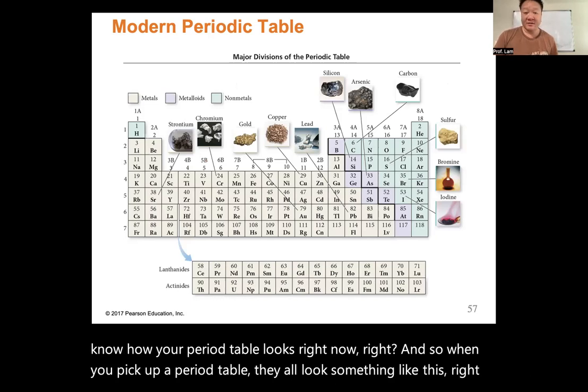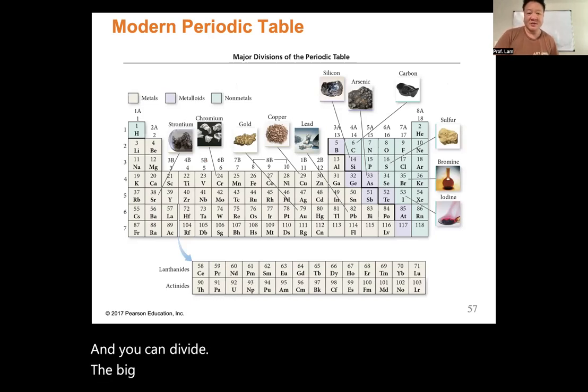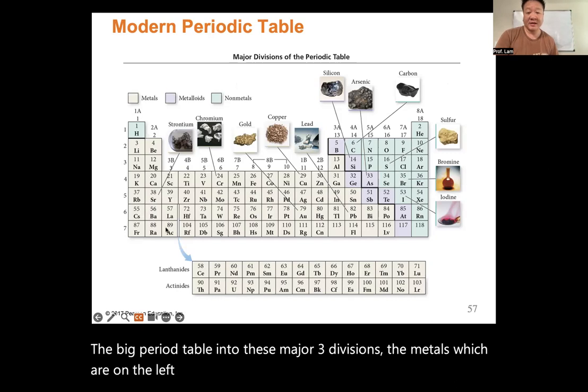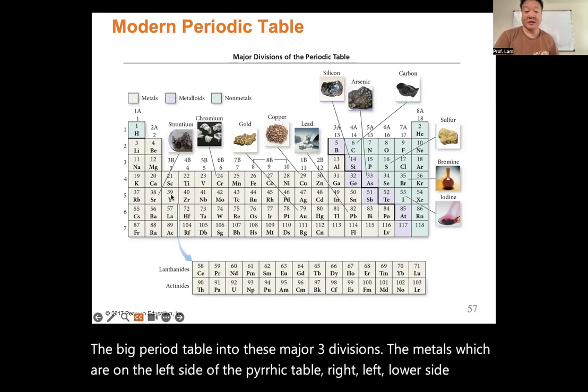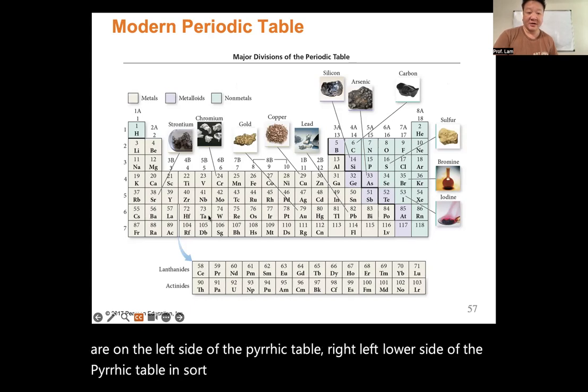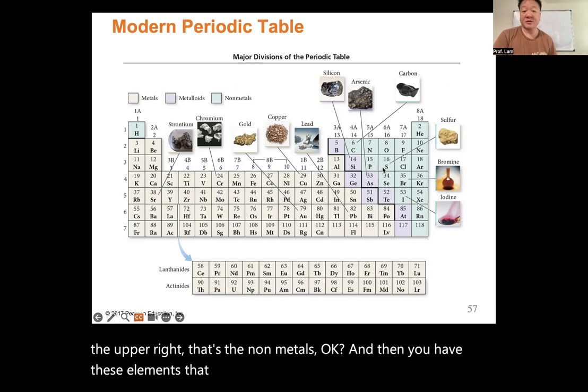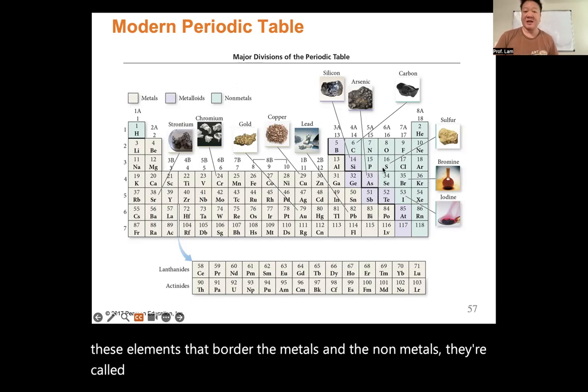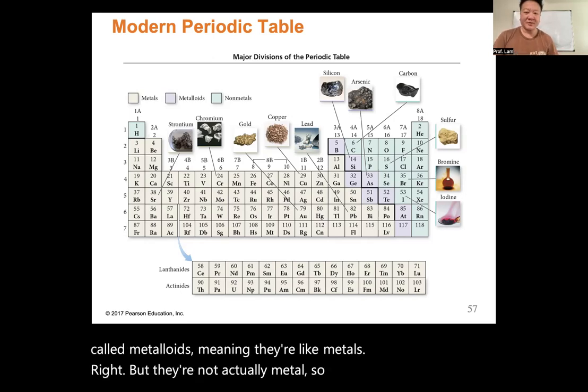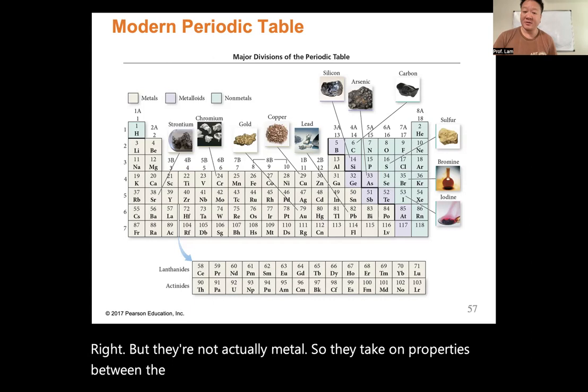And you can divide the big periodic table into these major three divisions. The metals, which are on the left side of the periodic table, right? Left lower side of the periodic table, sort of in yellow here. And then in the green, that's the upper right, that's the nonmetals. Okay. And then you have these elements that border the metals and the nonmetals. They're called metalloids, meaning they're like metals, right? But they're not actually metals. So they take on properties between the metals and the nonmetals, right?